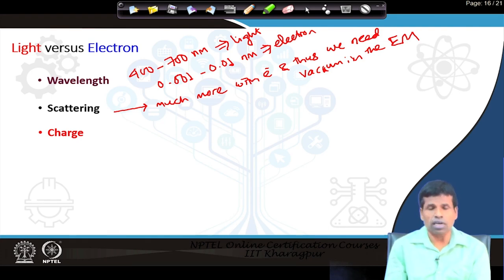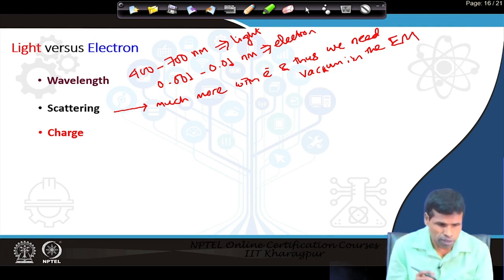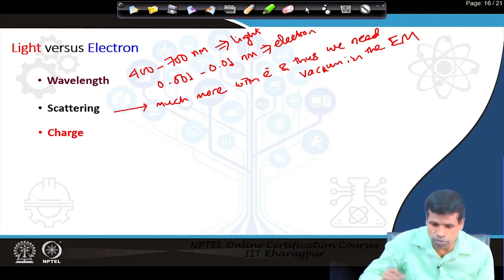Moreover, as it has charge, these electrons can be scanned back and forth, which we cannot do with light. That is why the scanning electron microscope came. We can use the electron beam to scan back and forth and study the surface of the specimen. This is about the importance of the charge in the electron microscope.